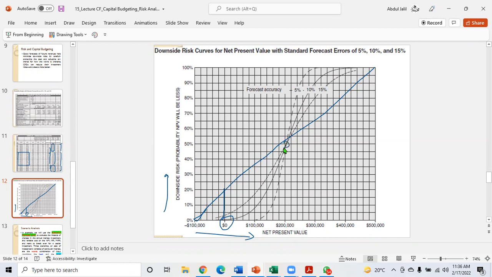So this point nearby shows the 50% chance. It shows nearby equality with respect to minus 1 lakh and plus 5 lakh. It means the gap between both is equal to 6 lakh, right?